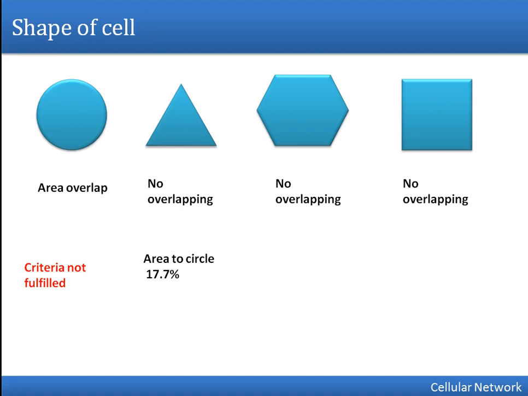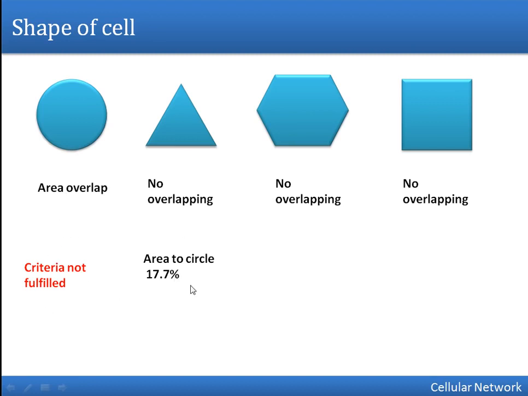Now all these three are geometric shapes, so the second criteria is also fulfilled. Now we are going for area. In terms of area, this shape provides maximum coverage, but this option is already rejected.